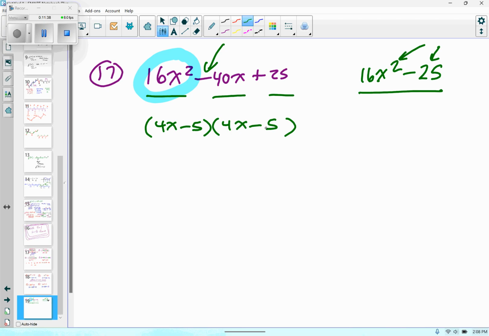Go ahead, Crystal, go ahead. 18. Take a look at 18. See if you can try it. It's done the exact same way. Think about it. See if you can figure that one out. It's done the exact same way.